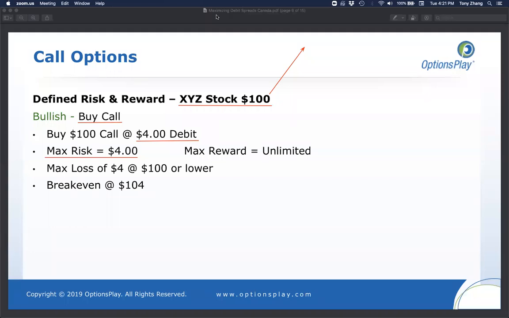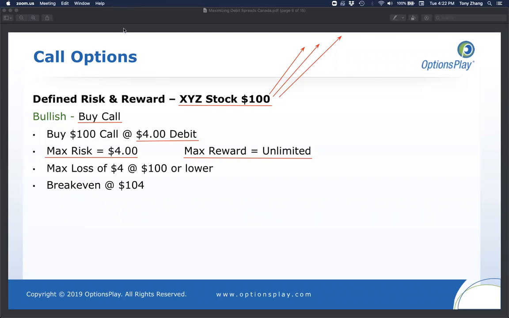And the upside to this strategy is that you also still have unlimited reward, meaning as long as the stock continues to go higher and higher, you will continue to make more and more money. So you really get this asymmetrical risk. And one of the reasons that a lot of people like to trade options is because of this asymmetrical risk, where if things go south, you have limited amounts of risk, but if things really go in your favor, you can make more and more money to the upside.